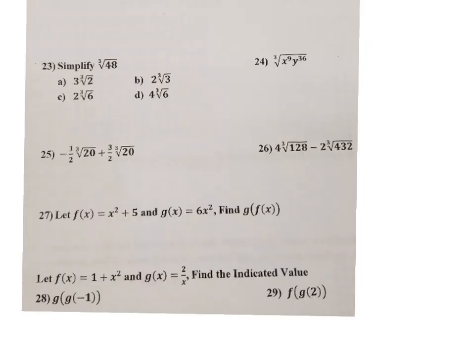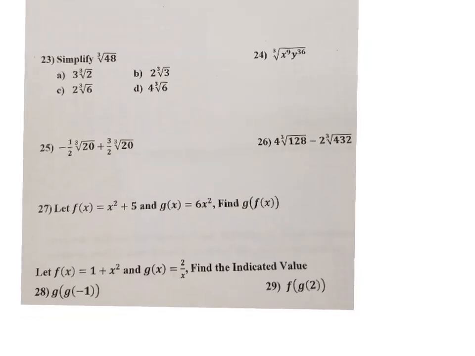All right. So number 23. Remember, 1 cubed is 1. 2 cubed is 8. 3 cubed is 27. 4 cubed is 64. 48 is not on that list, but 48 is 8 times 6.